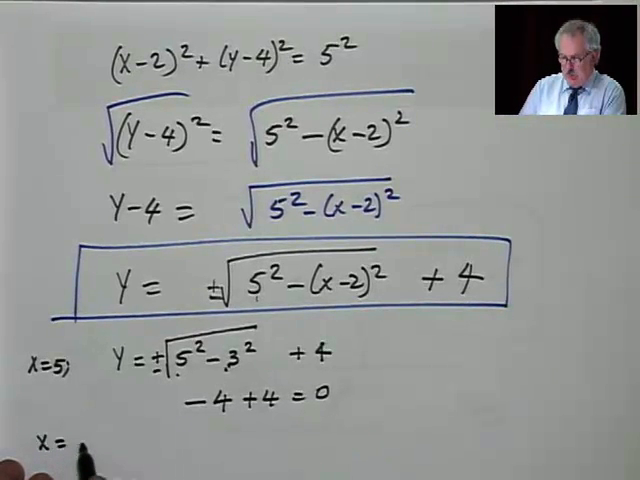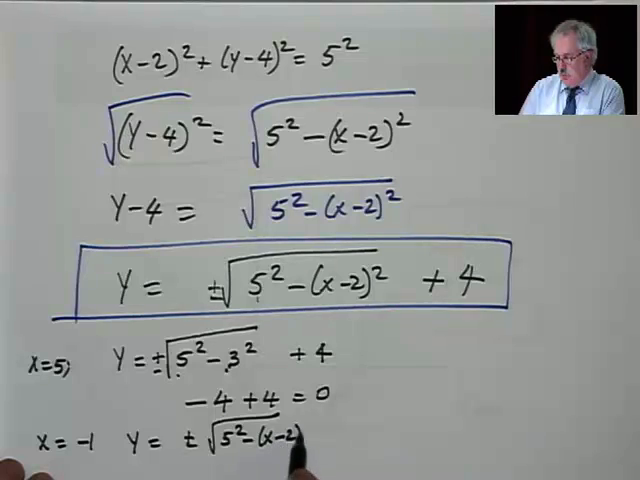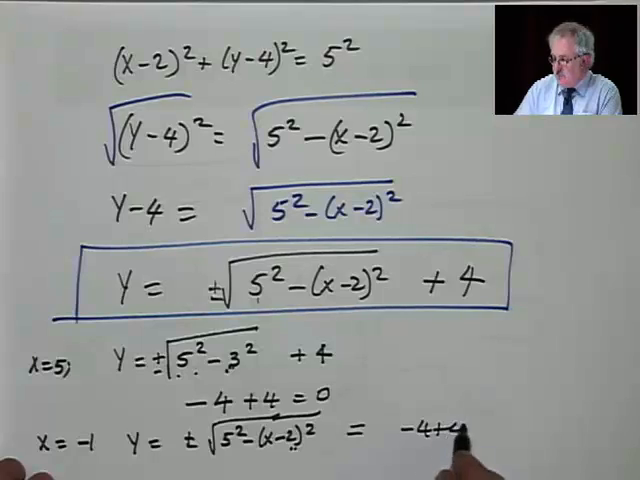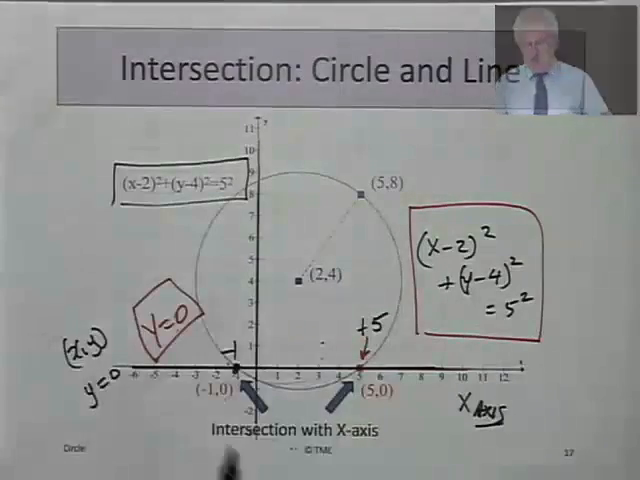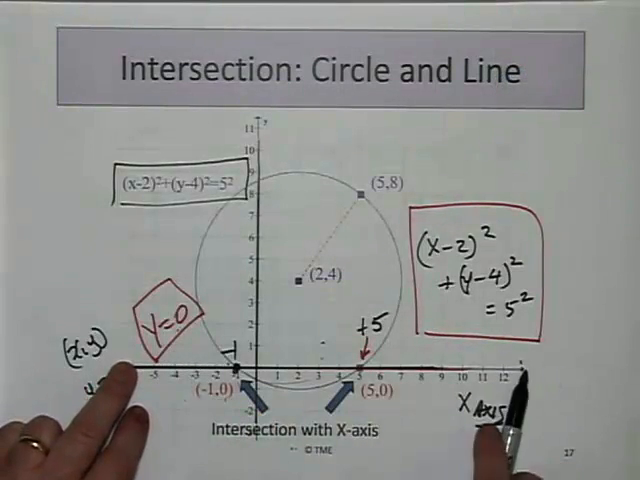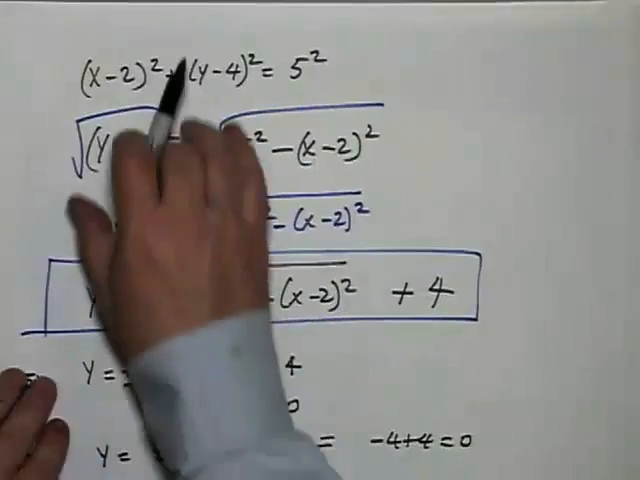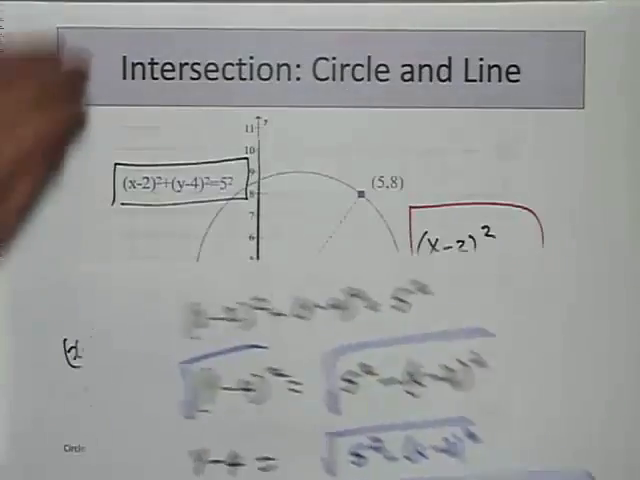If I try x is equal to minus 1, I get y is equal to plus or minus the square root of 5 squared minus x minus 2 squared. Minus 1 minus 2 will be my 3 squared again. 5 squared minus 3 squared will give me my 16. I'll end up with minus 4 plus 4 is 0. I needn't have gone through all of that grief because I did know that the y value was 0. But I'm just saying that you can always go back into an equation and you can say, if I have to get y on this side, I do it. I know the x, I plug in the values, and I'm done.